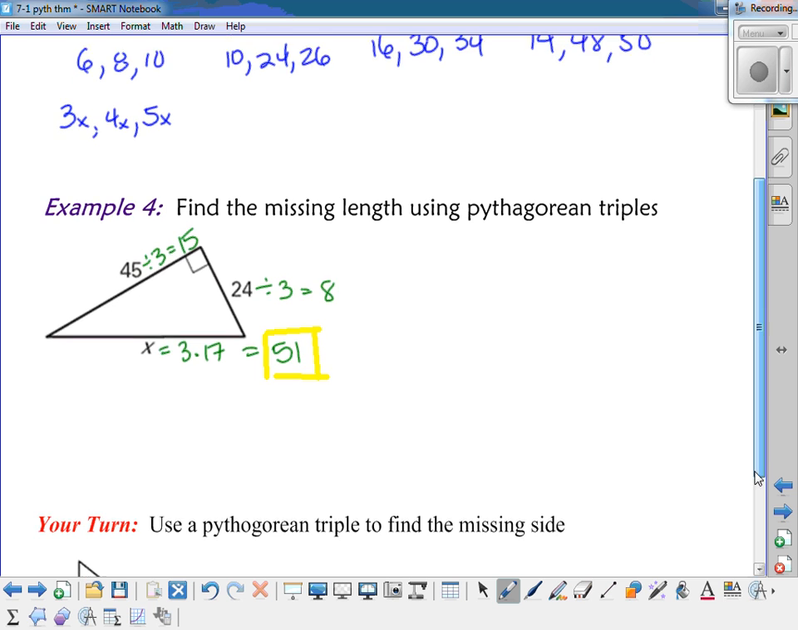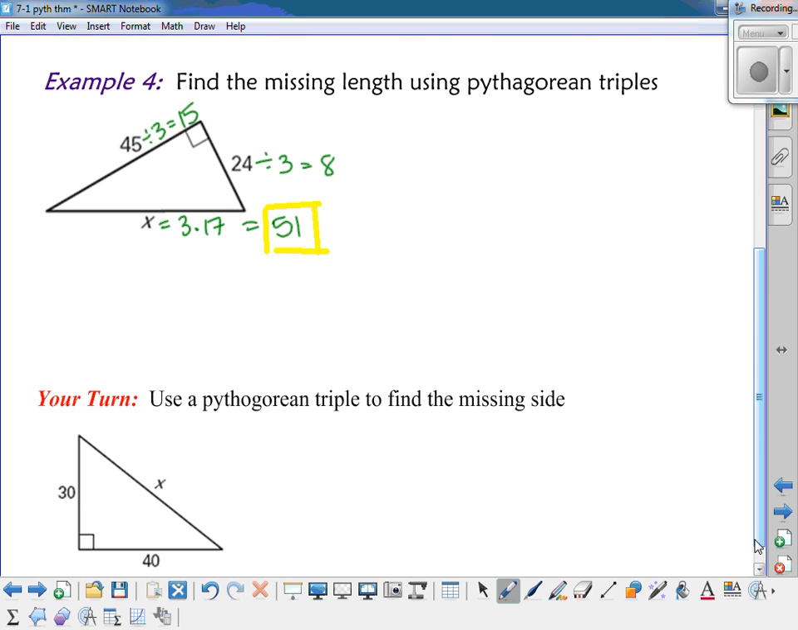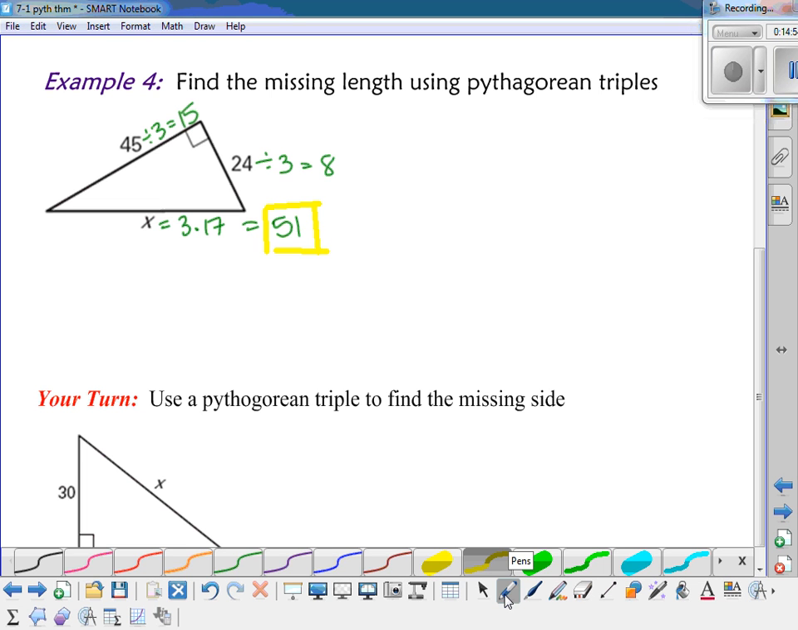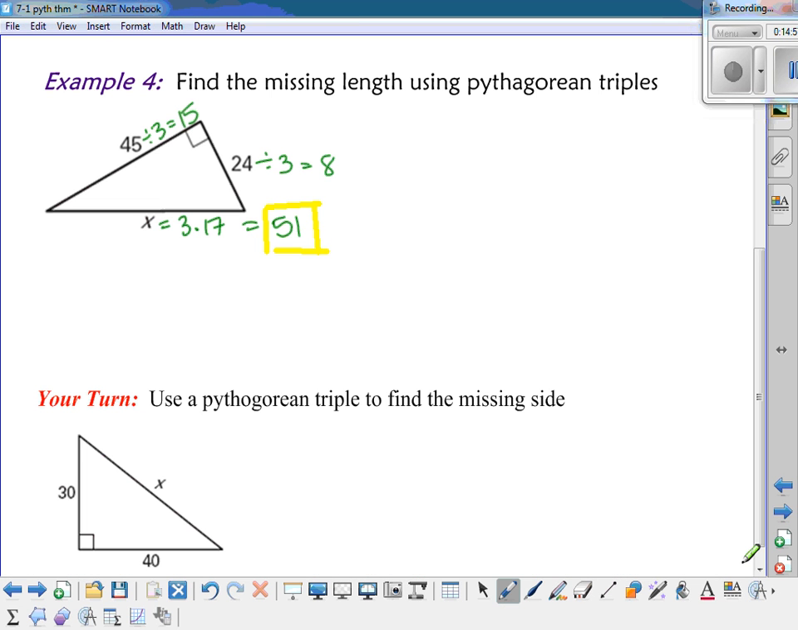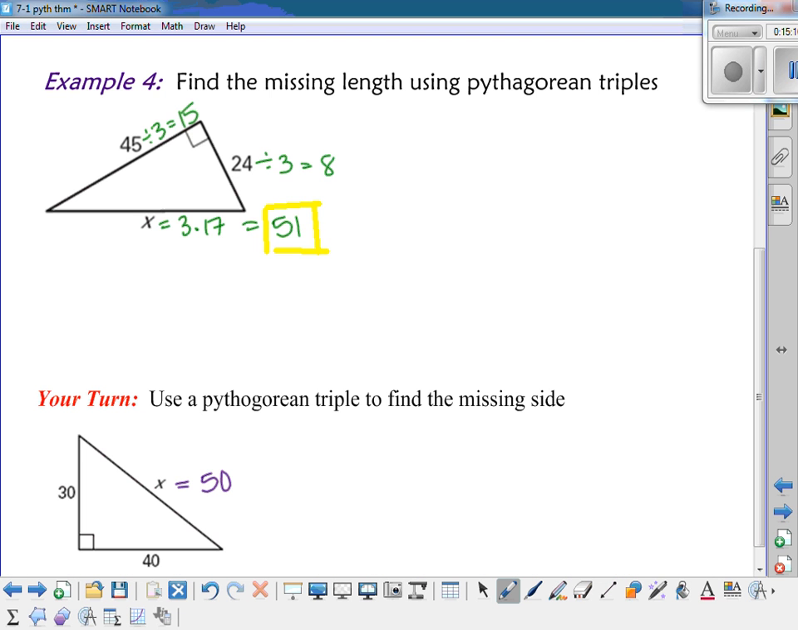So here's a super easy one for you guys. Okay, so Zach already gave it away that it's a 3, 4, 5, right? Yeah, so what's x going to equal? Anybody besides Zach? 50, yeah. Because they're both divisible by 10, and so x would have to be 50. And that's it for today.